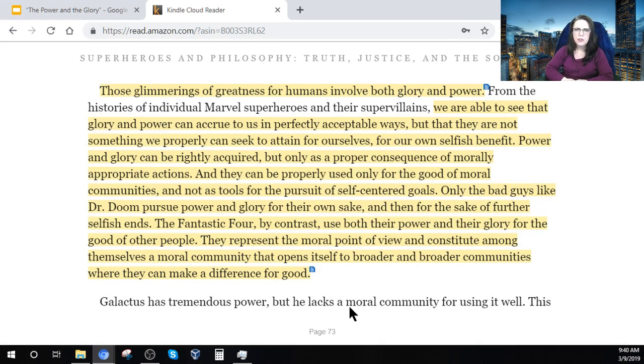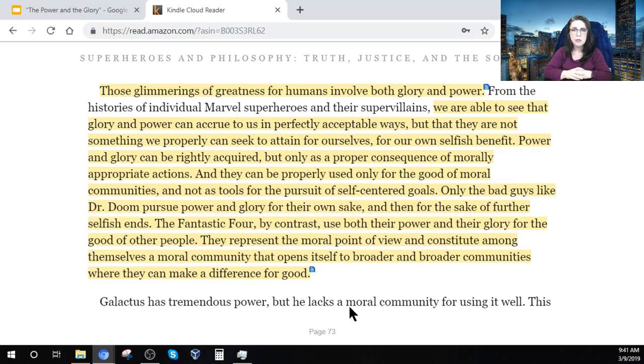So the authors begin to wrap up their argument, and they say those glimmerings of greatness for humans involve both glory and power. From the histories of individual Marvel superheroes and their supervillains, we are able to see that glory and power can accrue to us in perfectly acceptable ways. But they are not something we properly can seek to attain for ourselves, for our own selfish benefit. Power and glory can be rightly acquired, but only as proper consequence of morally appropriate actions. So this is that balance. This is that double power principle. This is that yin and yang that we've been learning about. Yes, we can get power and glory, but it needs to be in balance with everything else.